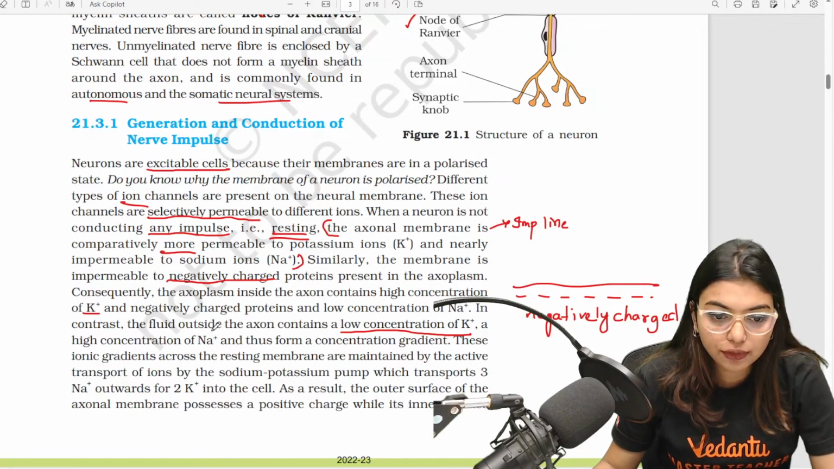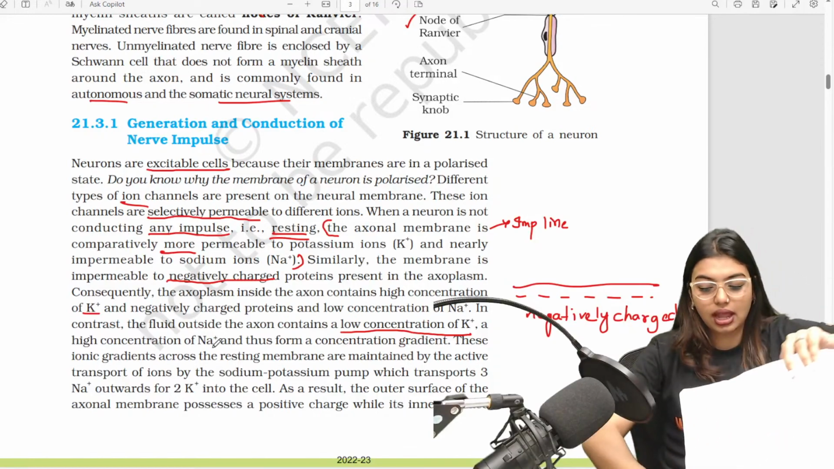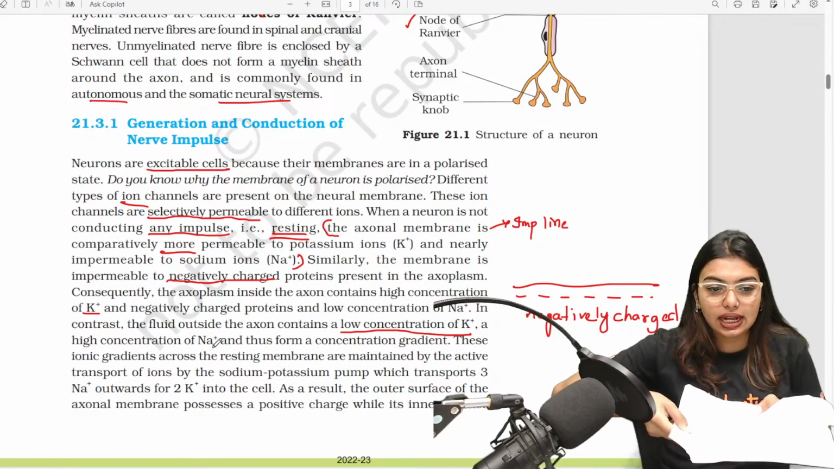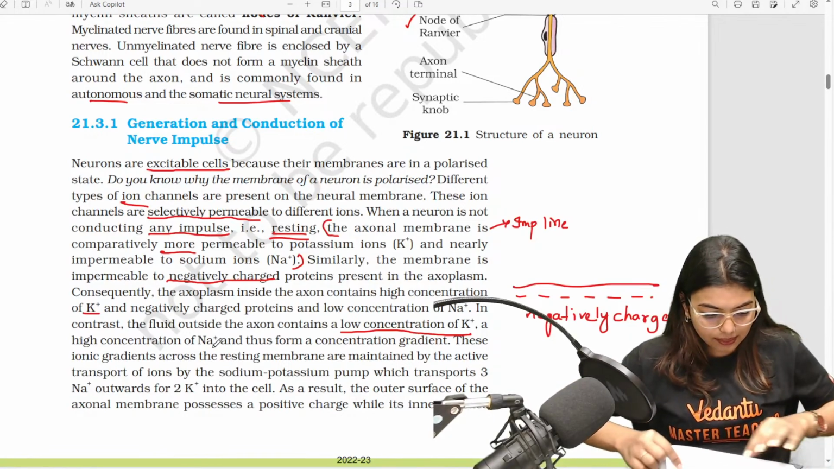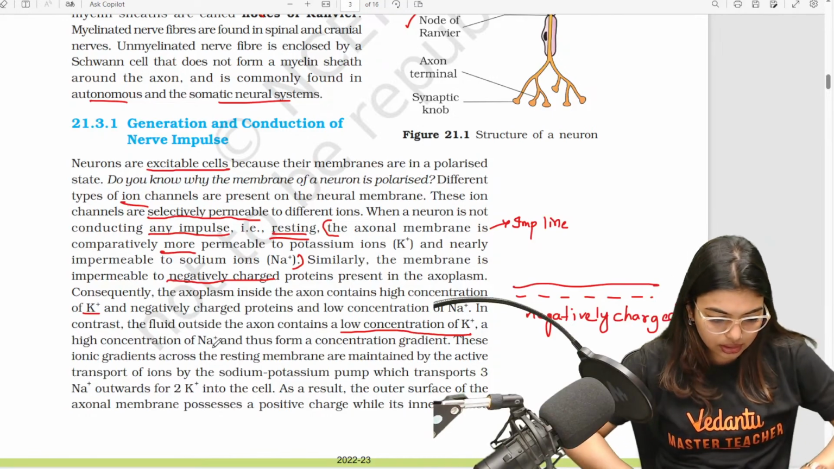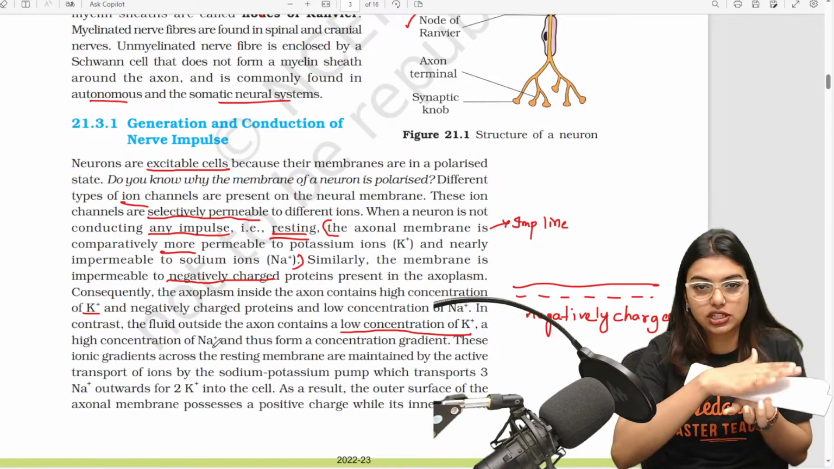In contrast, the fluid outside, remember like this, students, two layers are there. This is the axon layer, this is one layer, this is the down layer. Let's fold this. This is the membrane. Let's say here positive is there, here negative is there.